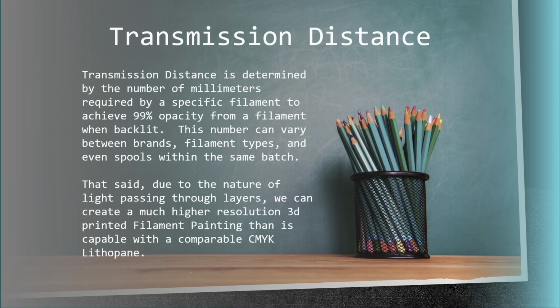Transmission distance is determined by the number of millimeters required by a specific filament to achieve 99% opacity when backlit. This number can vary between brands, filament types, and even spools within the same batch. That said, due to the nature of light passing through layers, we can create a much higher resolution 3D printed filament painting than is capable with a comparable CMYK lithopaint.